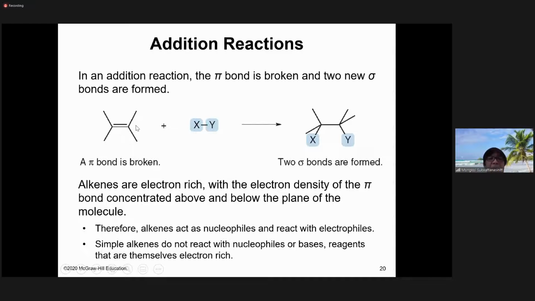Since the pi bond is quite electron rich, the reagent here, XY, usually is an electrophile. It likes to react with the electrons of the pi bond. So the alkene itself acts as a nucleophile. But in some cases, you can perform radical reactions as well, as you will see later on.